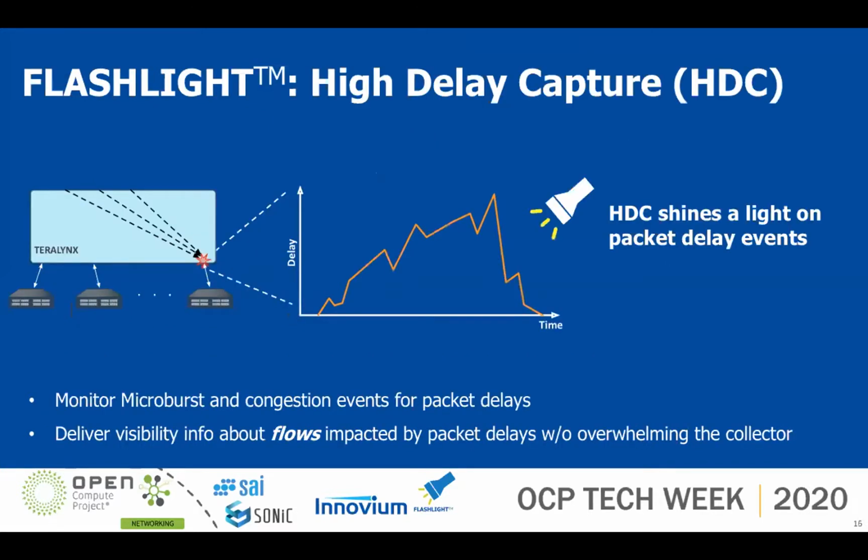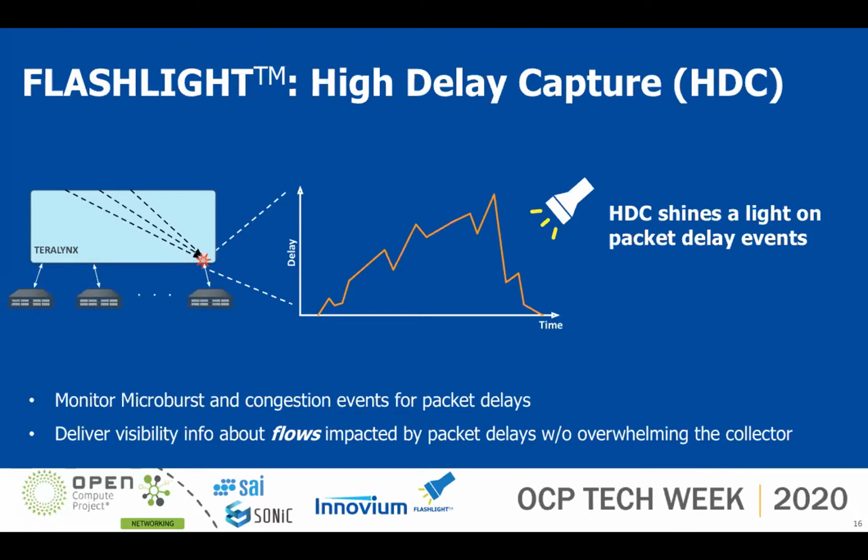So Flashlight's high delay capture shines a light directly on delay events. HTC allows users to configure monitoring of delays during microburst events as well as other congestion events. HTC delivers visibility information to collectors about who is causing the delay, who is getting affected by the delays, etc. HTC again does this without overwhelming the collector.